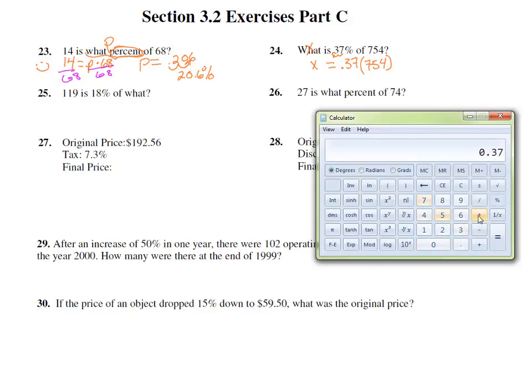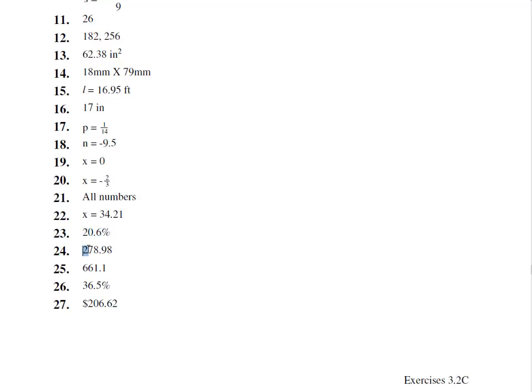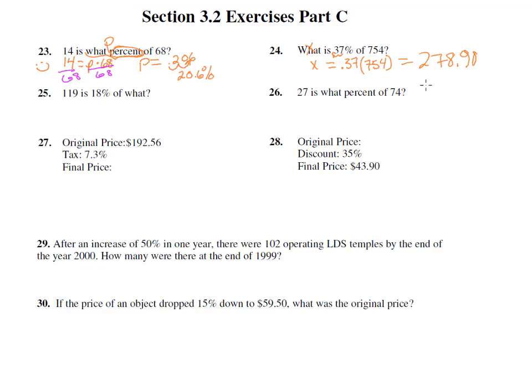0.37, that's 37%, of means times 754 equals 278.98. Let's check our answer. 278.98. That is correct. Notice we didn't have to change that back to a percent or anything. It was just what number is it.